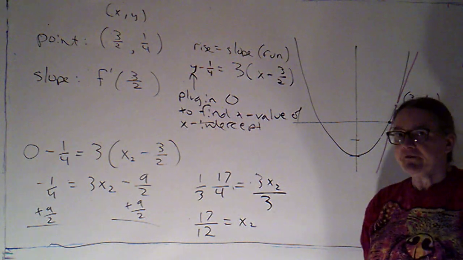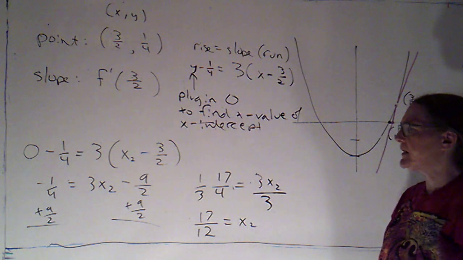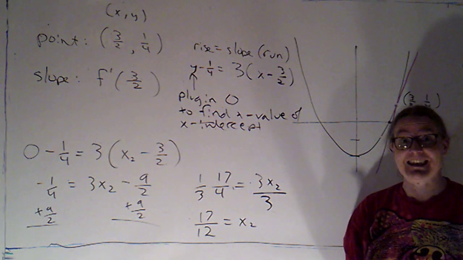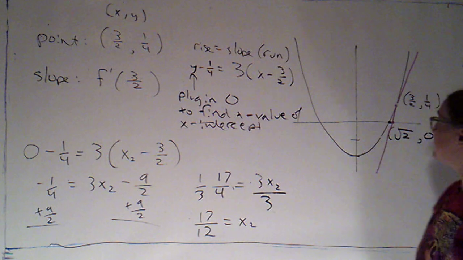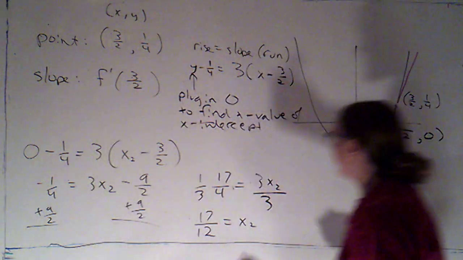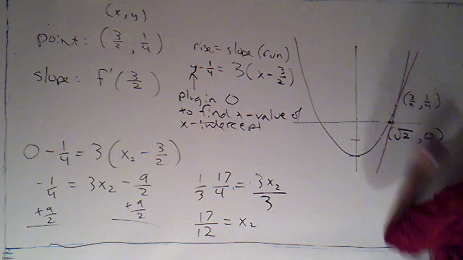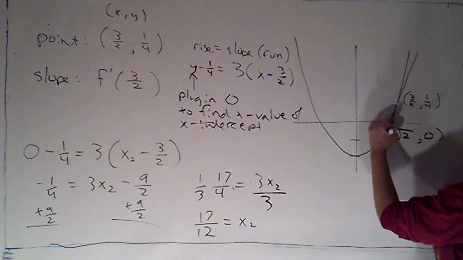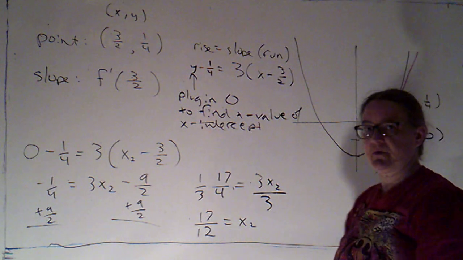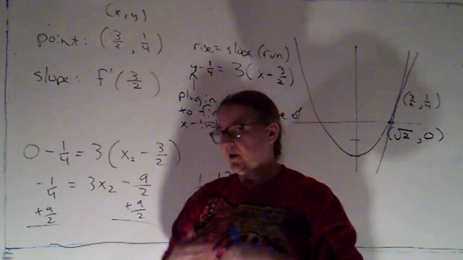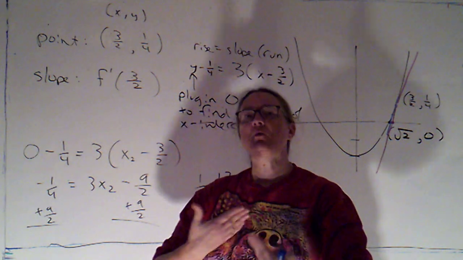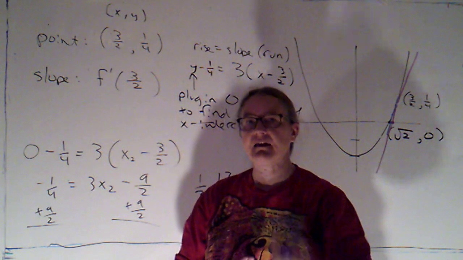Now, is that good enough? I don't know, but what could I do if I wanted to improve upon it? Well, I could do this again. I could plug in 17/12. The picture's going to get crowded here, but that would give me a point here. I could follow that tangent line and hope that that got me even closer to root 2. And then if I wanted to improve upon that, I could do it again. So I could keep doing this process again and again and again.